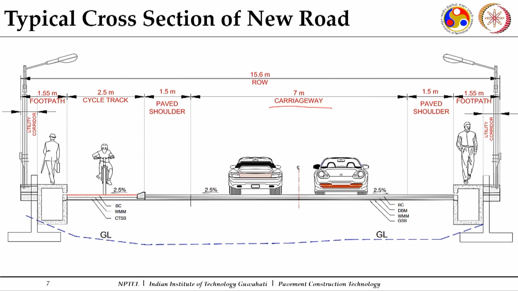I am just trying to give you a glimpse of it. Then the composition: there is a bituminous concrete layer, dense bituminous macadam layer, wet mix macadam, then GSB, and at the bottom of it the subgrade will be there. They have given a paved shoulder, and then a cycle track, even a footpath. You can see the ground level is also mentioned here. With this ground level, a lot of embankment will come up, layers of embankment, and then the construction of subgrade will start, so that you get a finished road level.